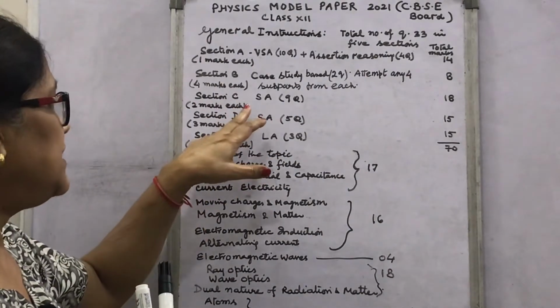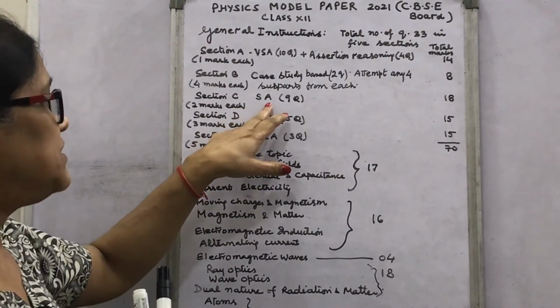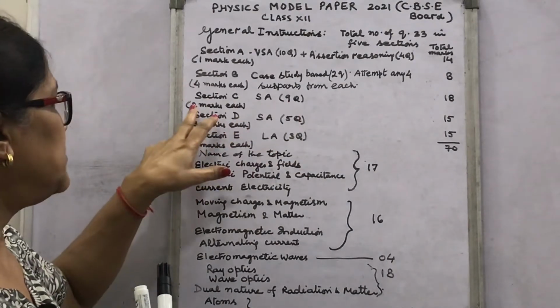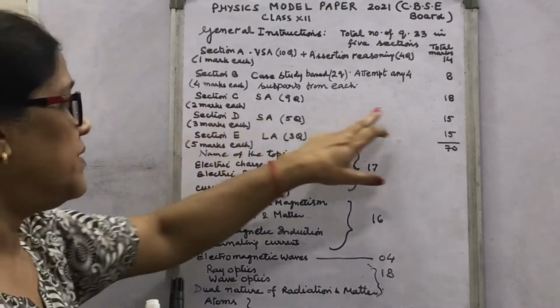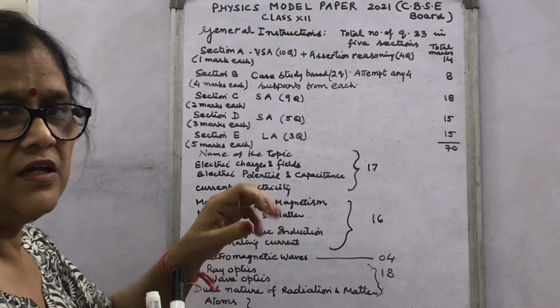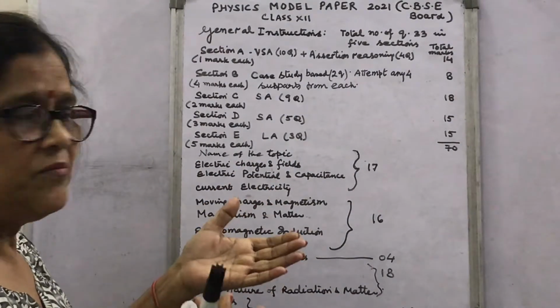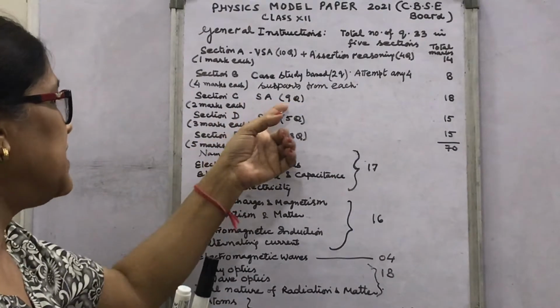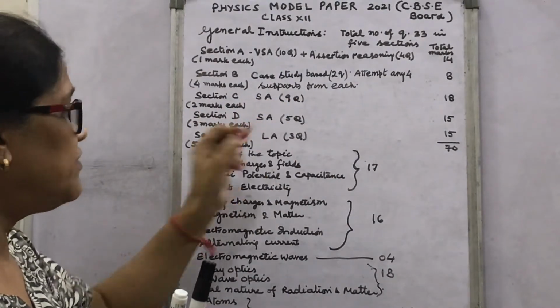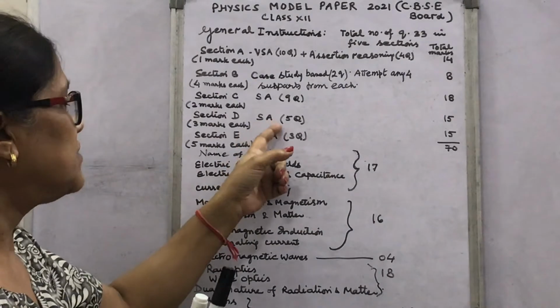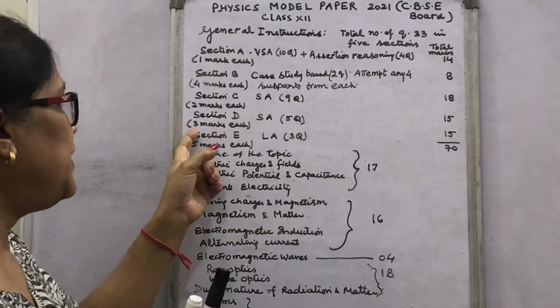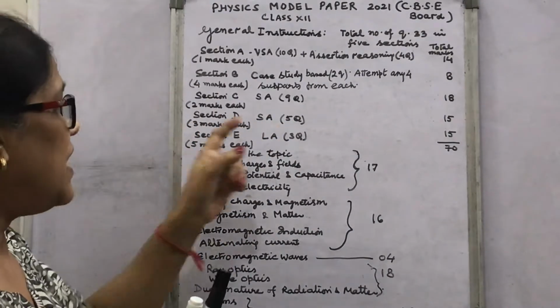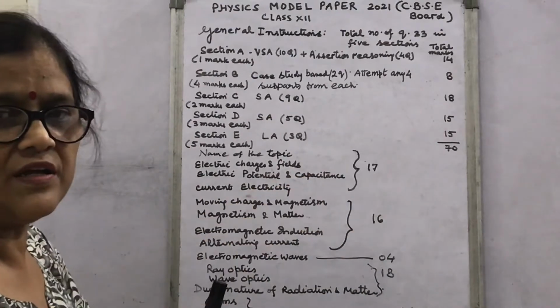In section C, short answer questions, 9 questions, each carries 2 marks, so total marks 18. Slightly more explanation is required in the section D questions. They are also short answer questions, 5 questions, 3 marks each, and the weightage is 15.